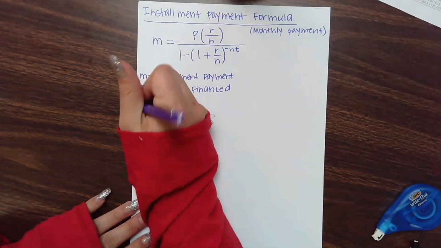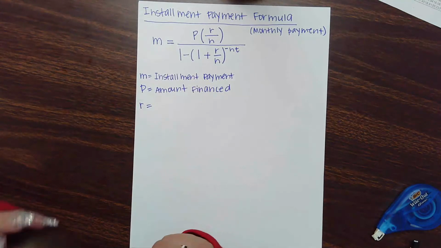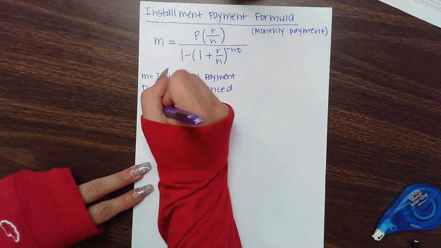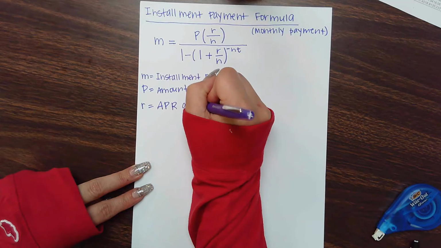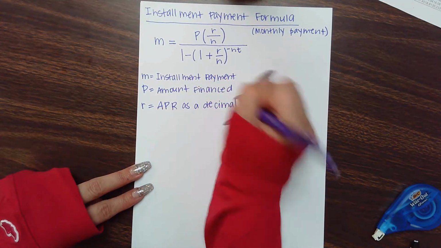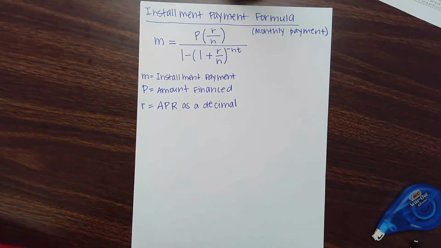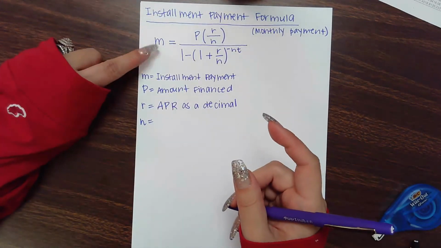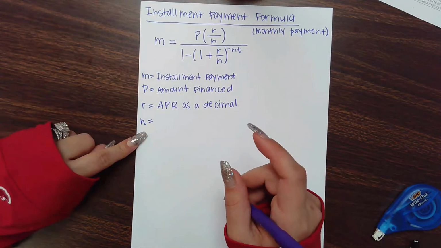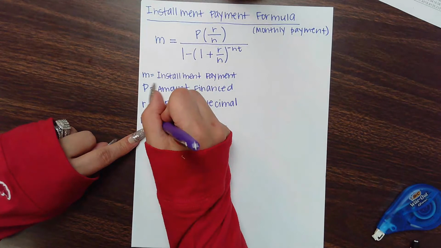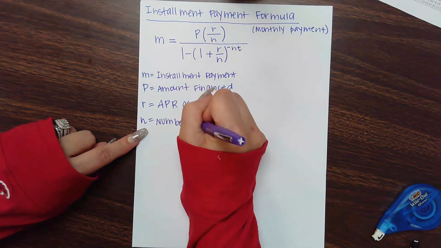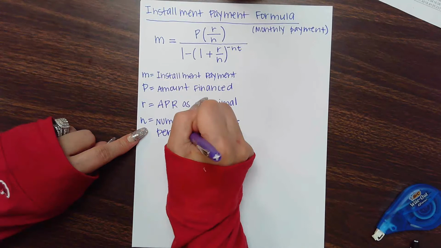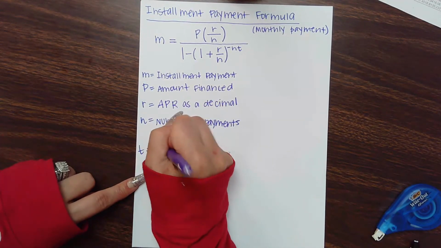We have our R, which is still a rate, but specifically in these problems, when you see the M equals, our R is the annual percentage rate as a decimal. So it's just real specific, right? And then our N, in this formula, when we are set equal to our little baby M, our N is the number of payments per year. And then lastly, T is time in years.